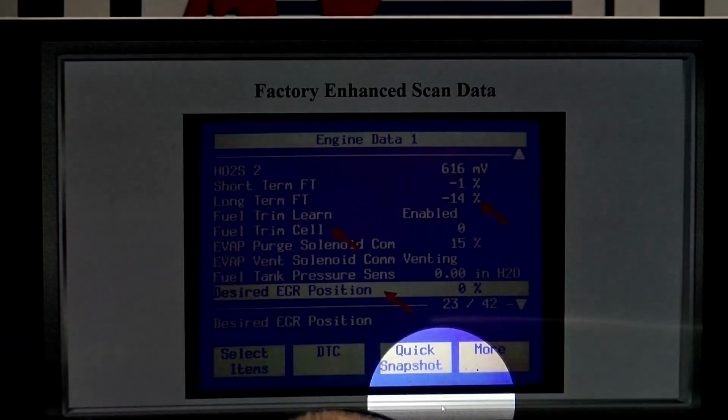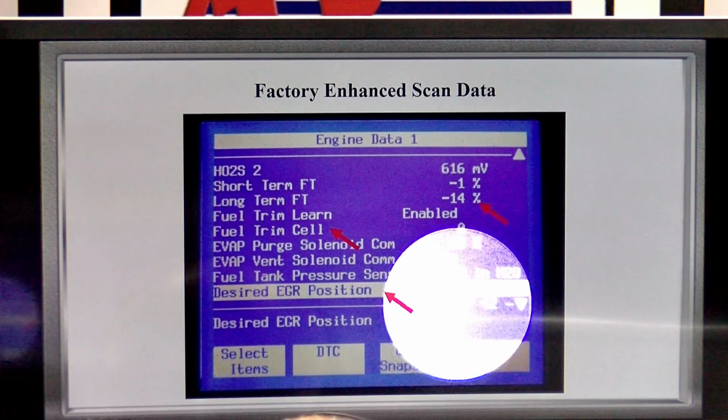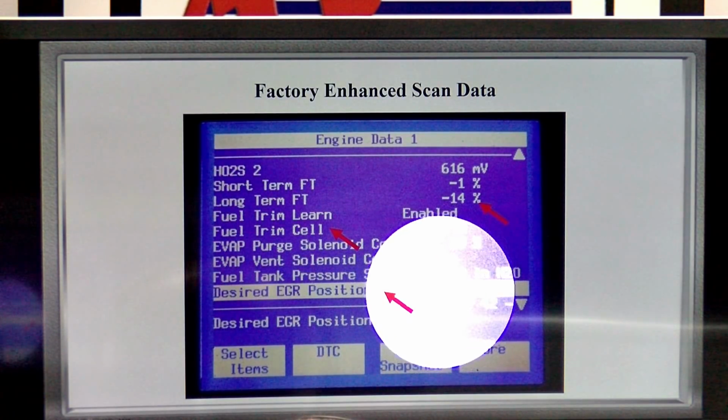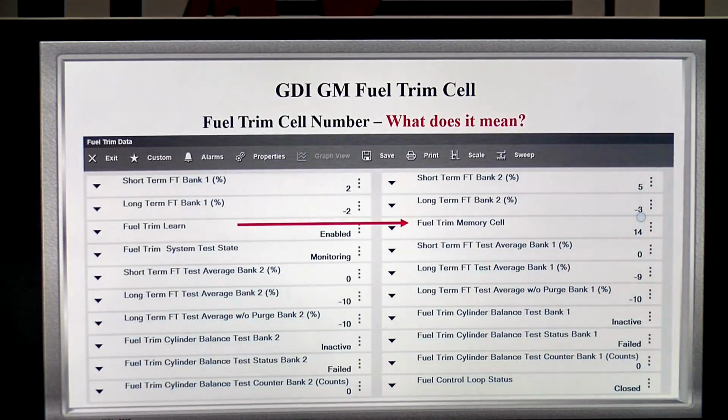And also notice what I have there is EGR, desired position. If this is at idle, which this vehicle is at, we should be at 0. If it was more than 0, we would have an issue. But how about that fuel trim cell? Yeah, you go, well, maybe it's only on the GM Tech 2. Wrong. Let's look at fuel trim cell right here.